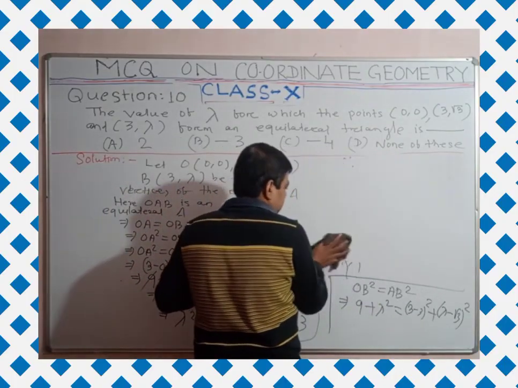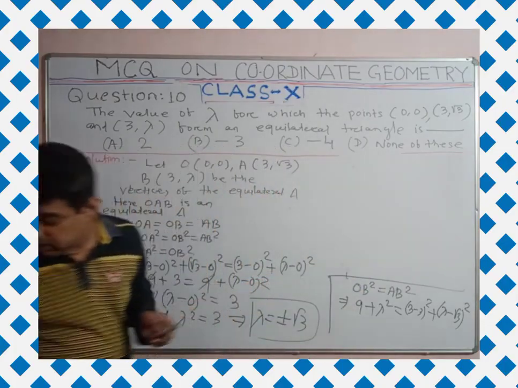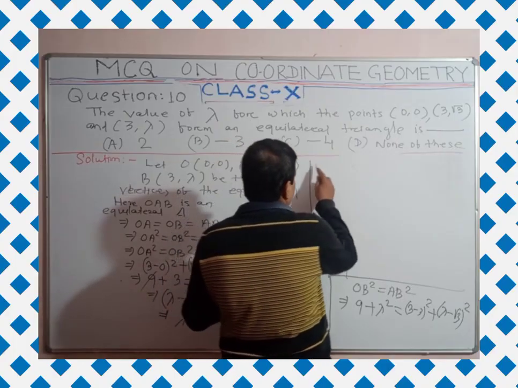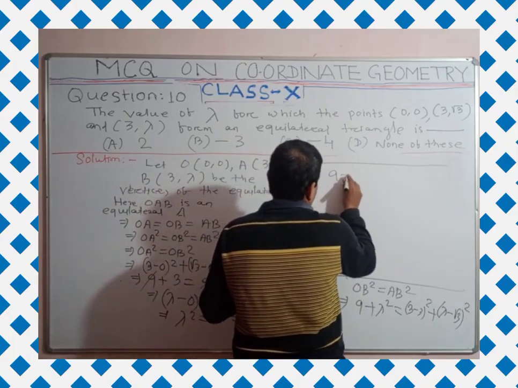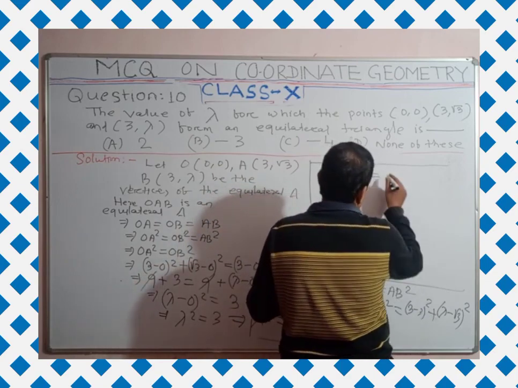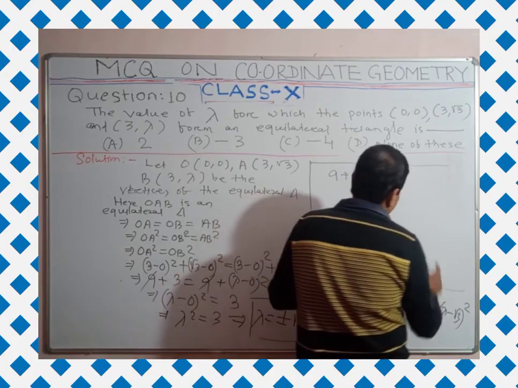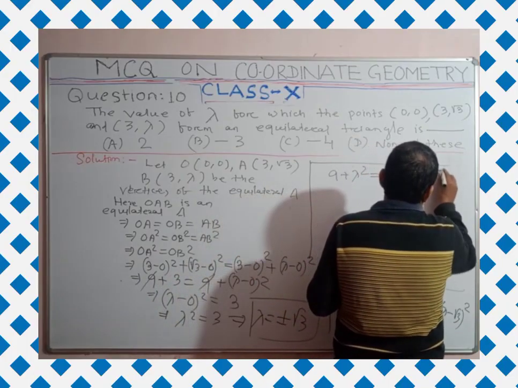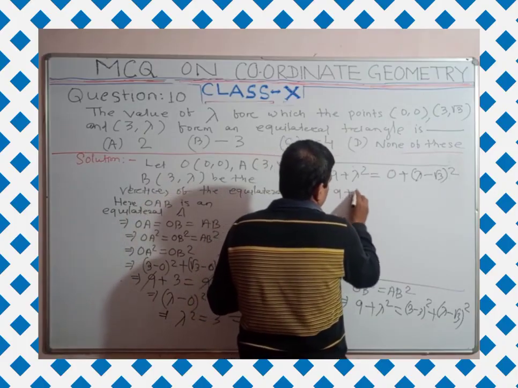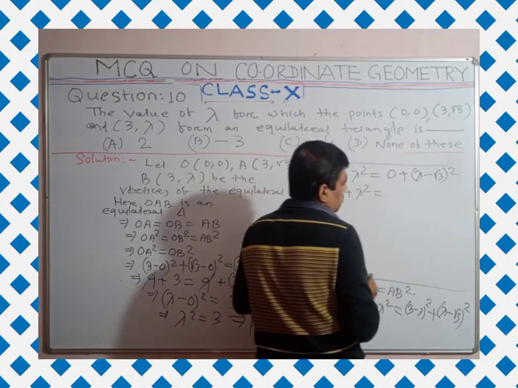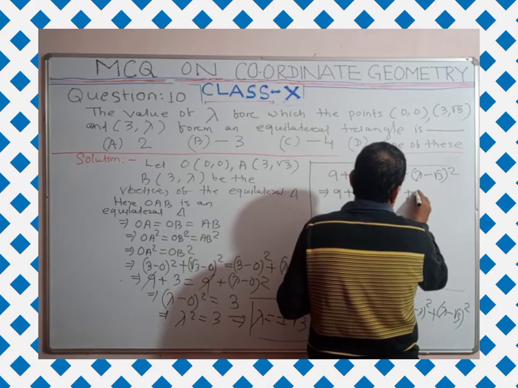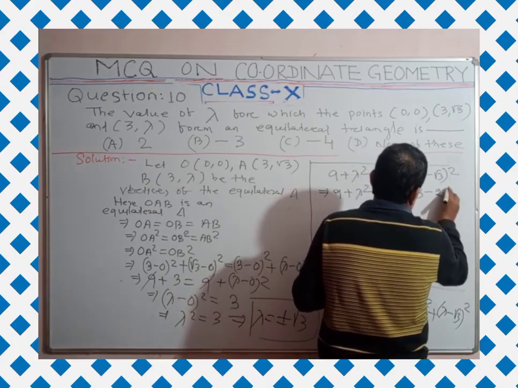So clean this figure diagram. Okay, so already the diagram is understood. So 9 plus lambda square is equal to 3 minus 3 is 0 whole square, 0, plus lambda minus root 3 whole square. So that implies 9 plus lambda square. You can use the formula of a minus b whole square, which is lambda square, root 3 square is 3, minus 2 root 3 lambda.